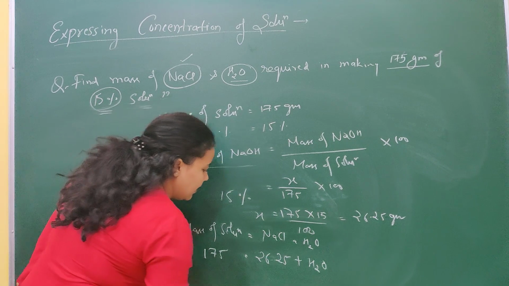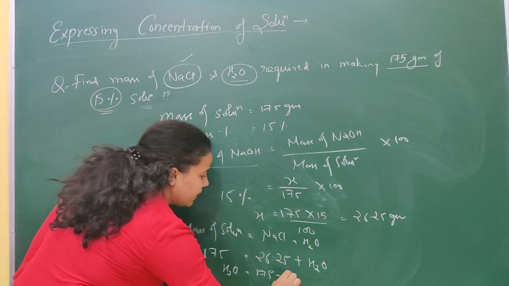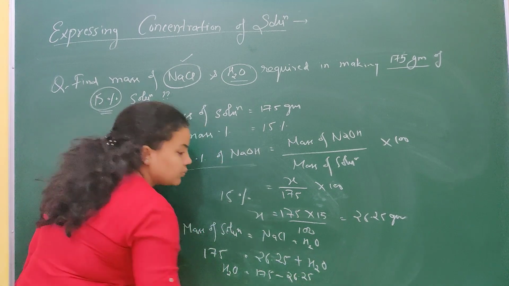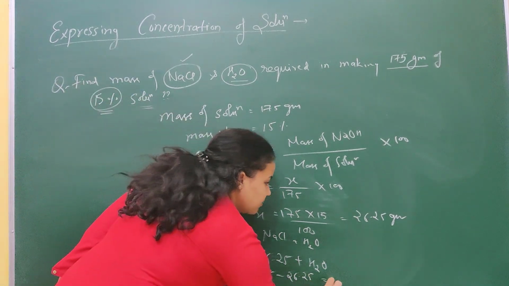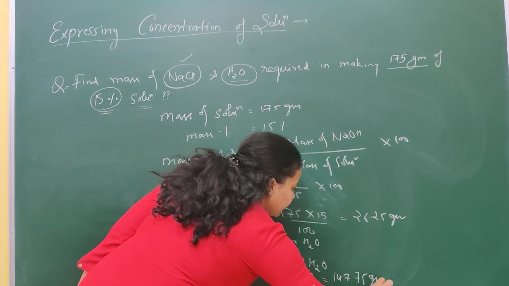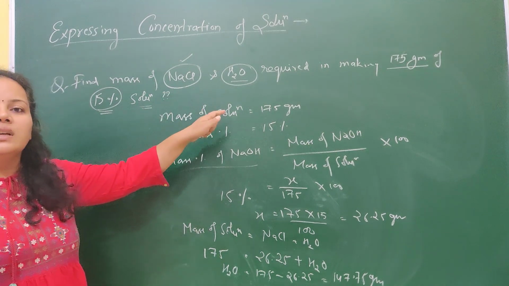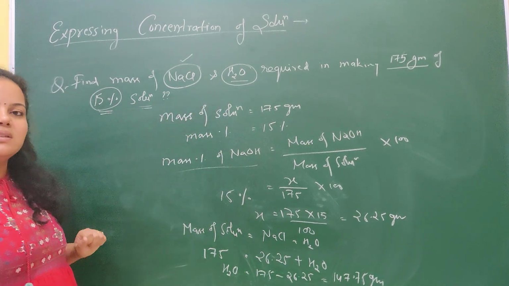So the H2O value will come as 175 minus 26.25, which comes as 147.75 grams. Guys, this is how we need to calculate the mass of the components if the mass percent is given.